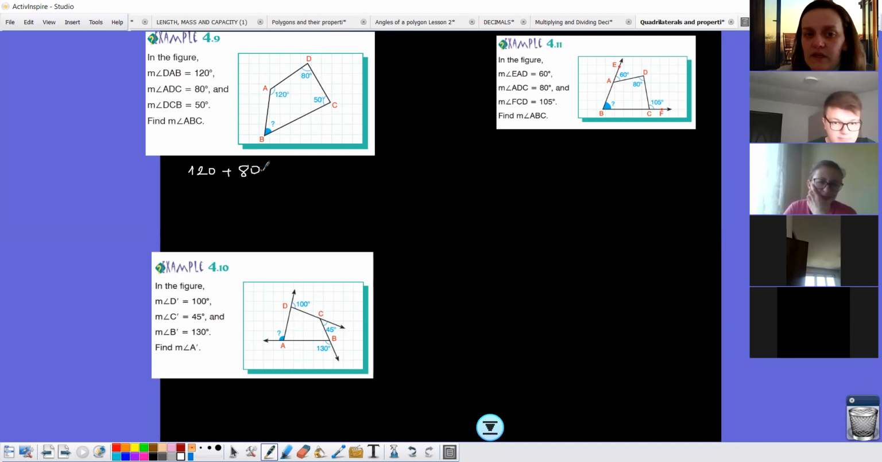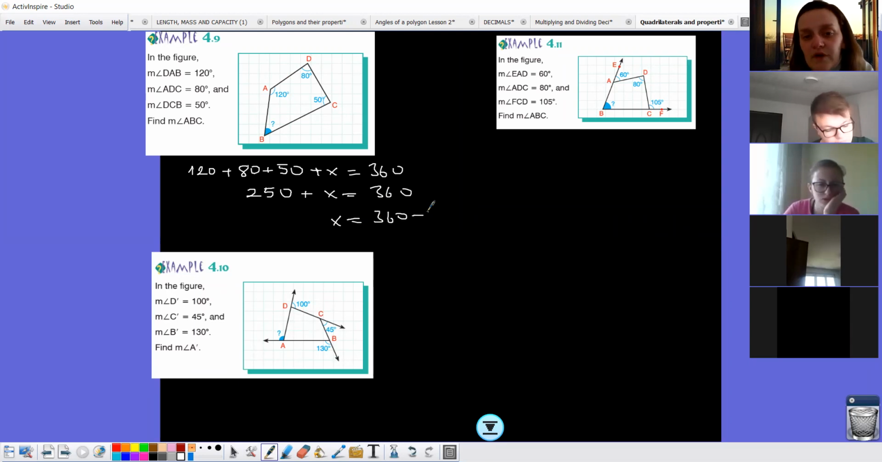120 plus 80 plus 50 plus x, let's say the unknown, is equal to 360. So here I have 250 plus x is equal to 360. Then x is equal to 360 minus 250, which is 110. So the measure of the angle ABC is 110.